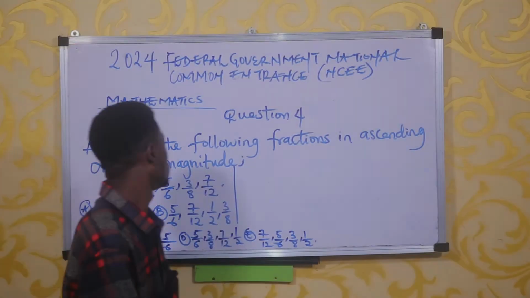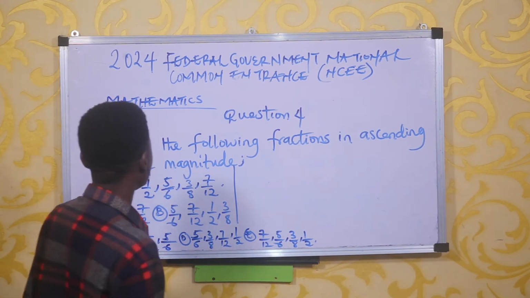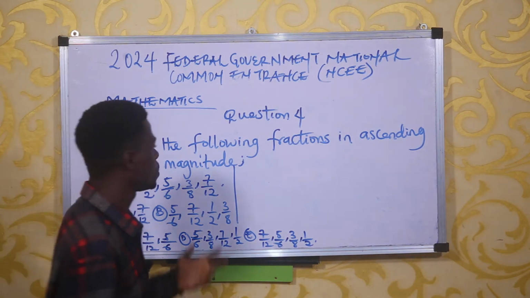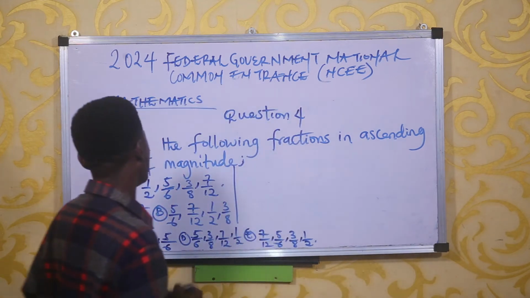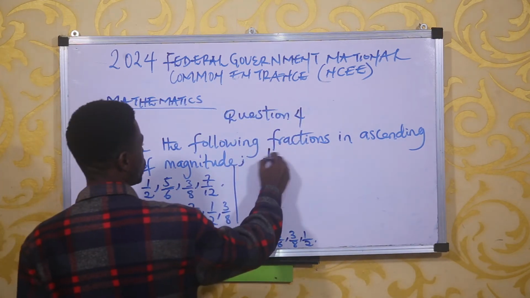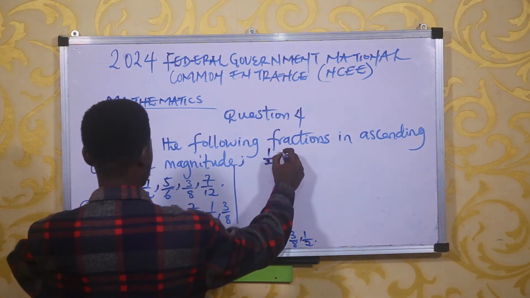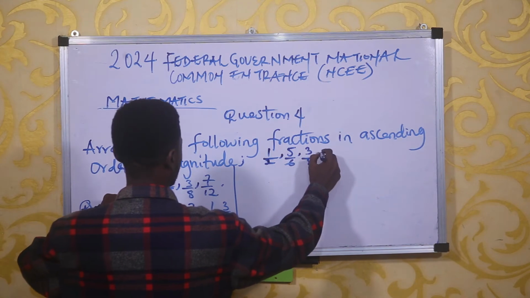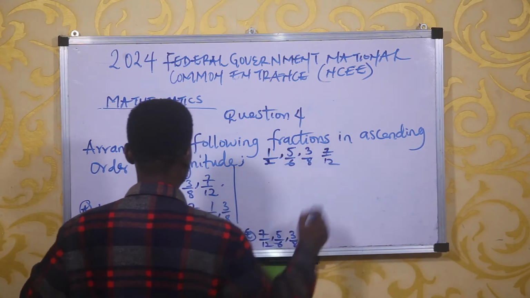Question 4 says to arrange the following fractions in ascending order of magnitude. Don't forget that ascending means from the beginning, from the smallest. So in this place we have 1 over 2, 5 over 6, 3 over 8, and 7 over 12. That's what the question says.